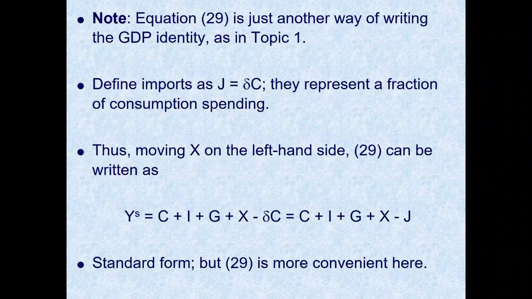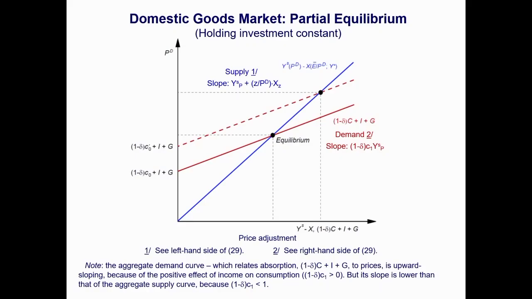But before we do that, I just want to point out that the way the equation was written earlier, you can relate it in a more standard way to what we saw in topic 1 by defining imports explicitly as delta C. In topic 1, remember we defined imports as J. Okay, so J is really delta C here. So this is just to remind you of the link with the standard national account definition that we saw in topic 1. So what we want from this market is what? We want the determination of prices. So how is this going to work? Here's the diagram.